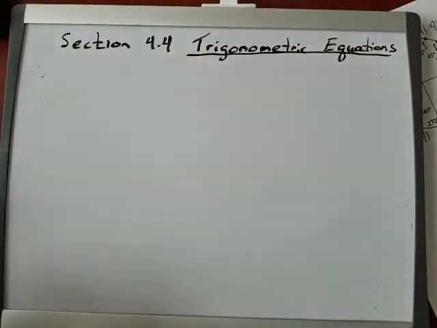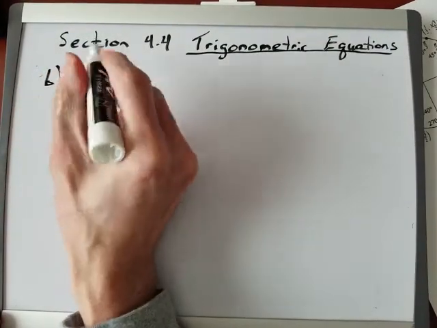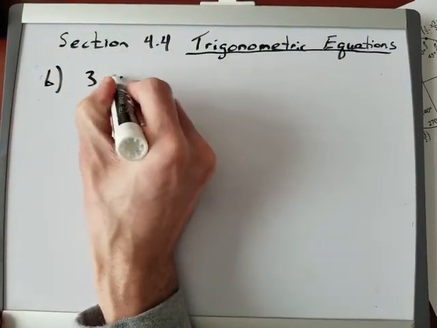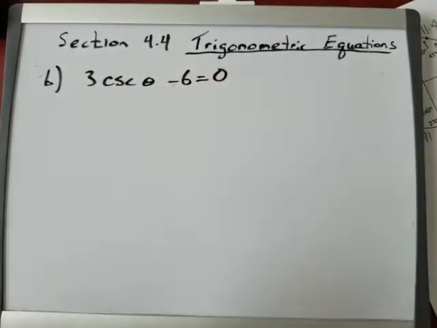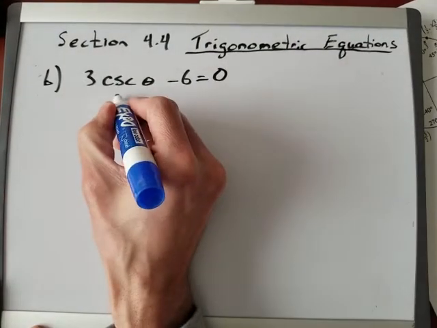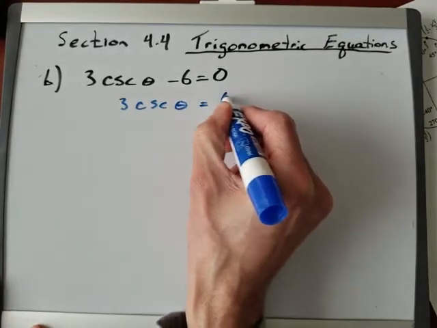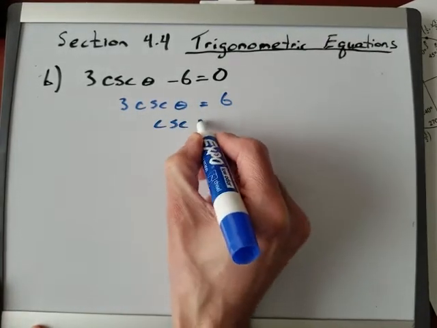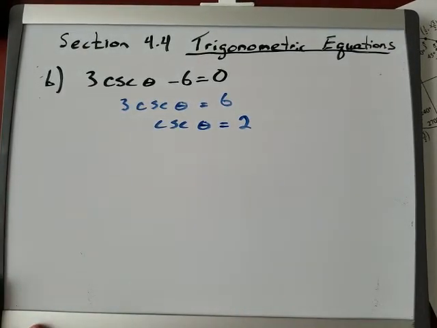For letter B, we have a little bit more prep work to do again in a different way. This time we are given 3 cosecant theta minus 6 is equal to 0. We are nowhere near our happy place, but it won't take long before we're there. In this case, we probably should just stick to our instincts, bring the 6 over, divide both sides by 3, and we're very, very close. I'm left with cosecant theta equals 2.